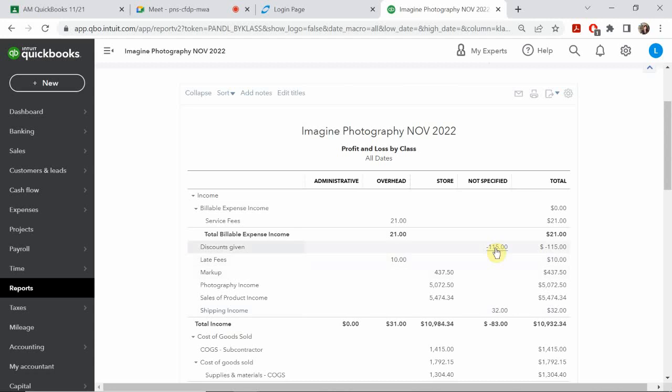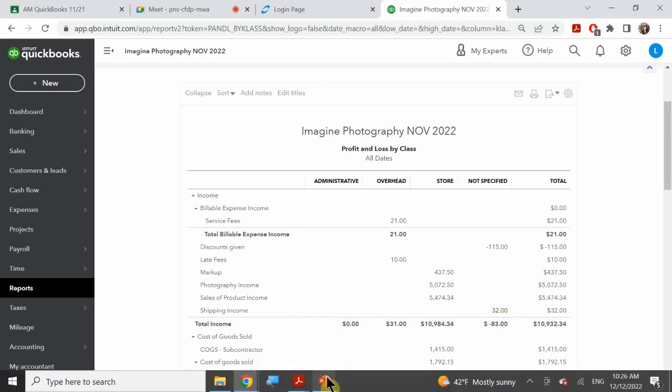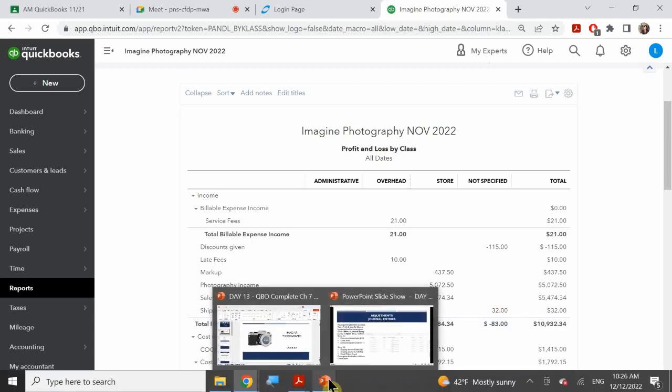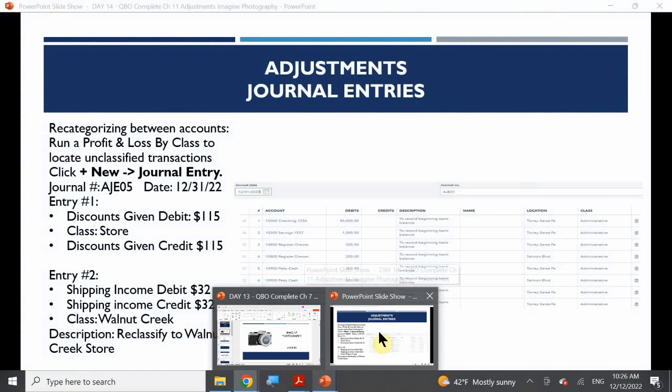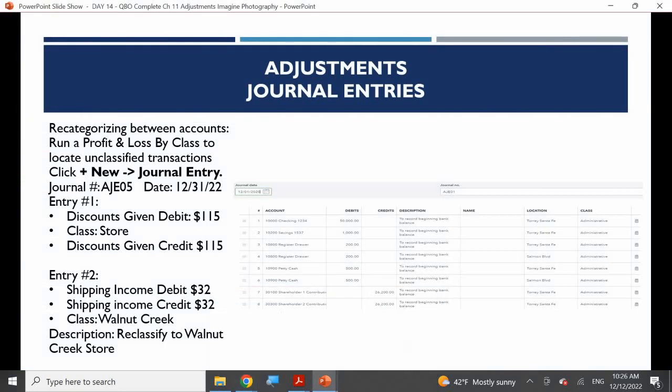So the first one we have here is discounts group, or discounts given. And then we have right here shipping costs. So in this case, these two items on our transaction list have yet to be classified. So how do we go ahead and do a journal entry to categorize them into specific classes?